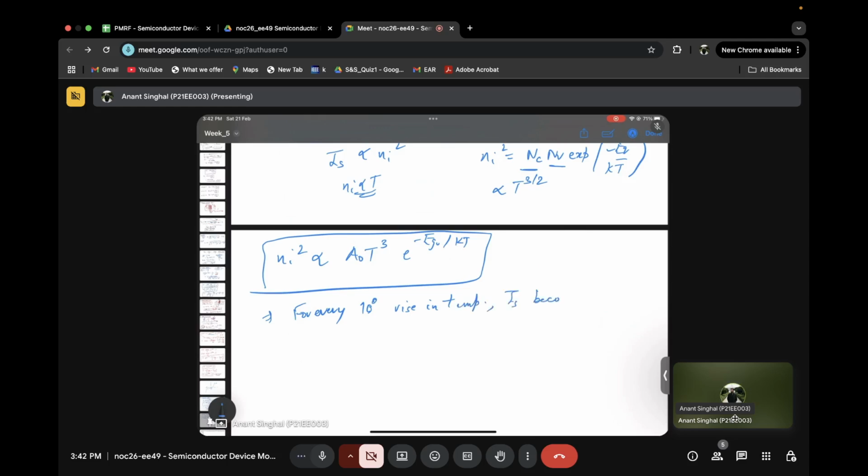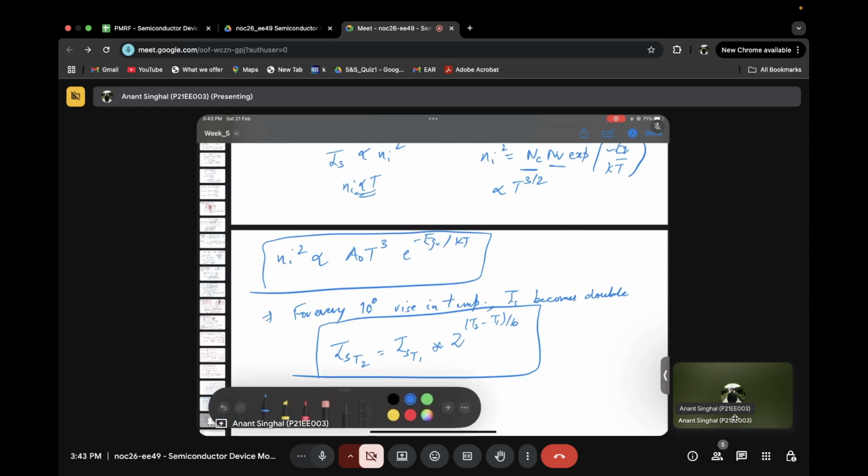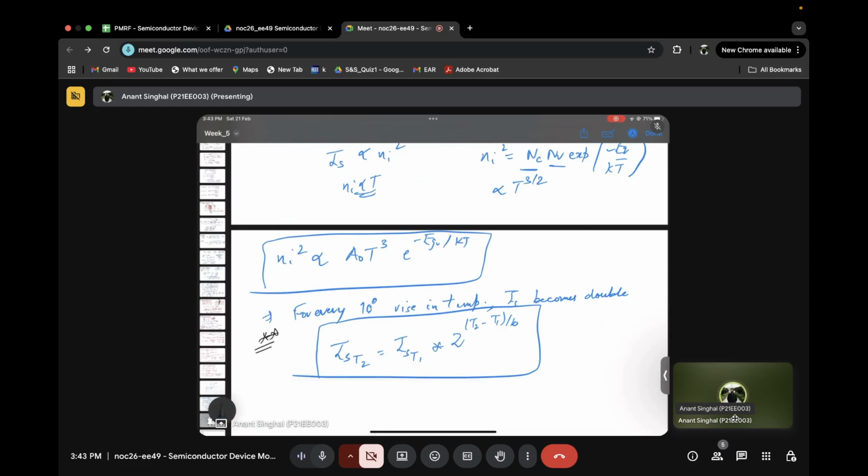it becomes double. What I'm trying to say is, let's say the reverse saturation current at temperature T2 is equal to the current at T1 times 2 to the power (T2 minus T1) by 10. Are you able to understand this formula? This is again one important relation. So if there is a difference of 10 degrees in the temperature, your Is will become twice that of the actual reverse saturation current. Is there any doubt in this?